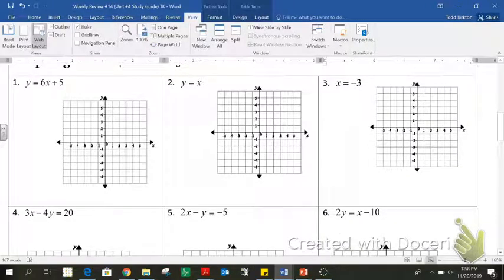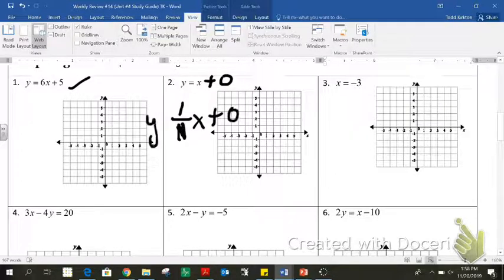To graph any of these equations, you want to be in slope-intercept form. Pretty good there. You should be able to do that one. This one, make sure you know that the y-intercept is 0 and the slope is 1 over 1. Remember, vertical lines, undefined slope equations are x equals a number. So when you see this, you know that's a vertical line. You kind of have to memorize that.